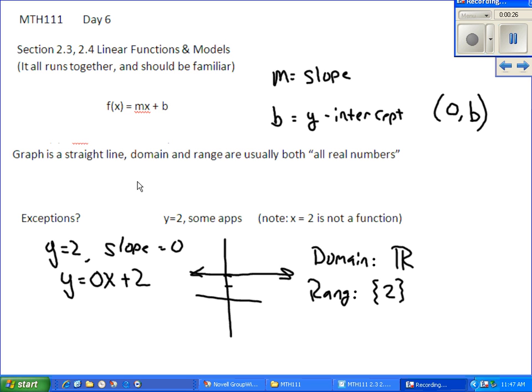Graphs of linear functions are straight lines, and the domain and range are usually both all real numbers. There are a couple exceptions to that. A function such as y equals 2, or f of x equals 2, is a function with a slope of 0. Graphically, it's a horizontal line. And the domain is still all real numbers, whereas the range is actually simply the number 2. And then also, there are some applications of linear functions where the domain and range are not all real numbers because only certain numbers make sense to the application. For example, in some story problems, negative numbers don't make sense.